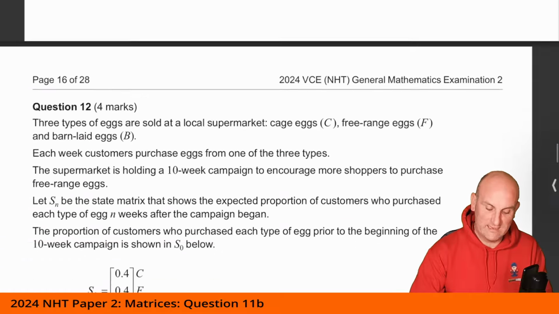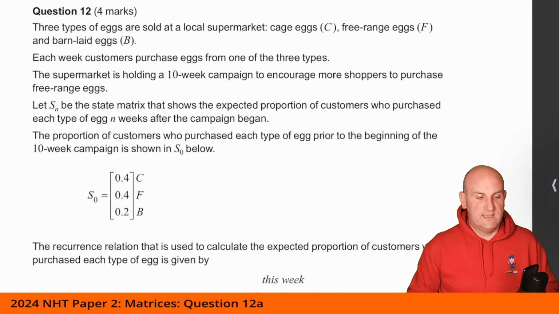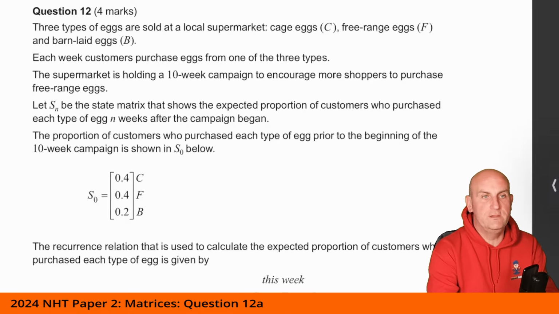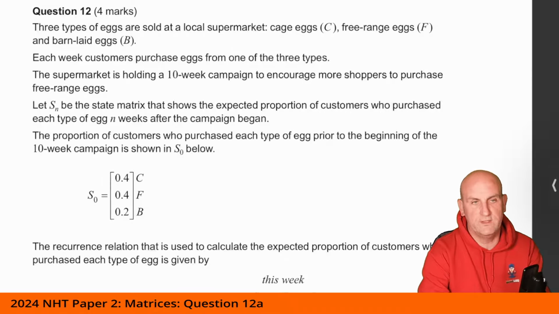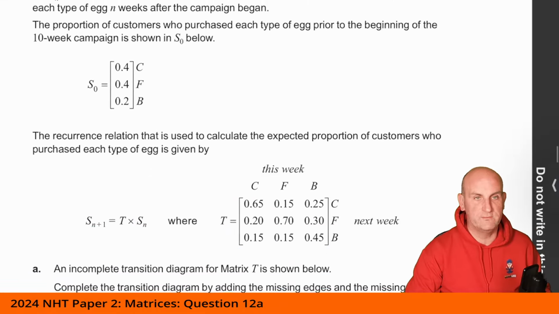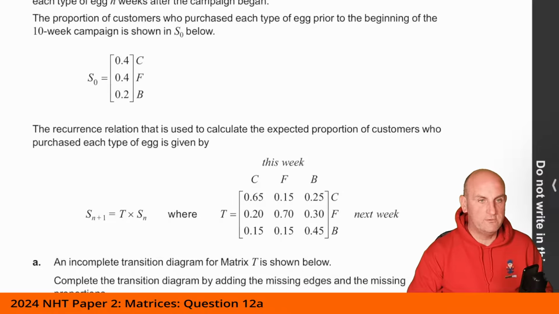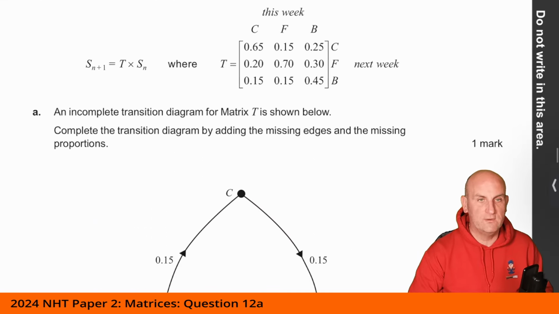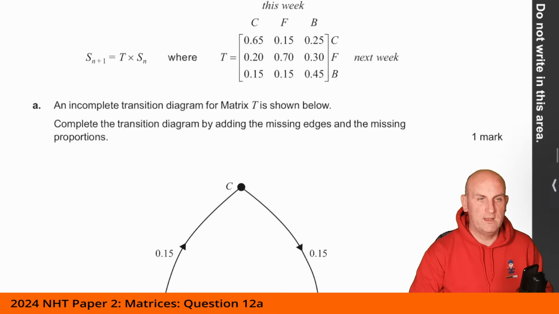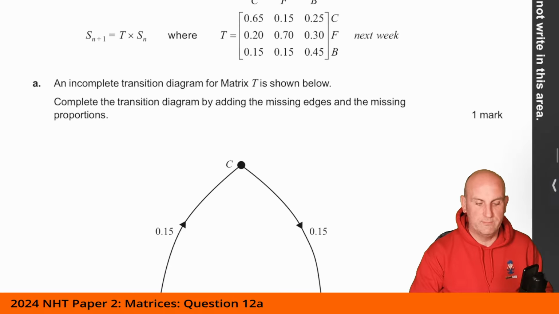Well, cool. This page is blank, a bit like my brain. 3 types of eggs are sold at a local supermarket: cage, free range, and barn laid eggs. Each week, customers purchase eggs from one of these 3 types. The supermarket is holding a 10-week campaign to encourage more shoppers to purchase free range eggs. Let S_n be the state matrix that shows the expected proportion of customers who purchased each type of egg. Okay, we've got a recurrence relationship and a transition matrix. An incomplete transition diagram for matrix T is shown below. Complete the transition diagram by adding the missing edges in the correct proportions.